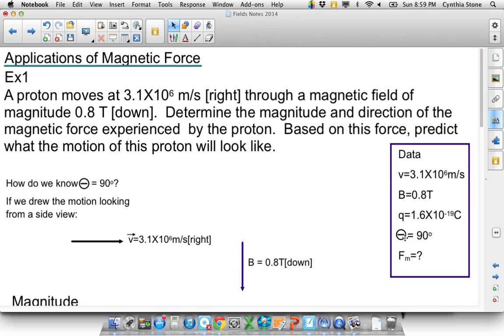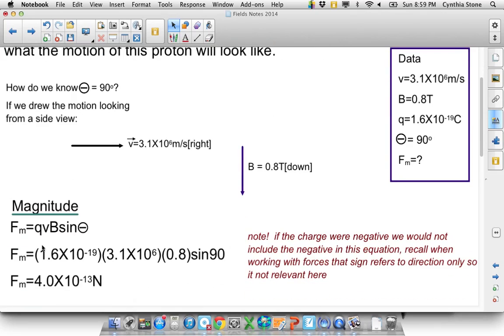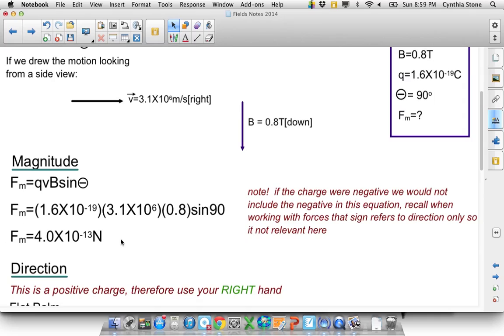Well, how do I know that? Imagine you're looking at this side view. So the speed is right, the B is down, and that looks like 90 degrees. And usually, unless you're told an angle, it's pretty much always 90 degrees. Unless they're parallel to each other, then it's 0 degrees, and we'll talk about that later. Okay? So for the magnitude, just go ahead, plug in the numbers, you get a tiny, tiny force, but it's a tiny, tiny particle. It's just a proton, right? So it's a tiny, tiny force for a tiny, tiny particle. And remember, we don't include the negatives in the equation. When dealing with forces, we deal with only the magnitude.